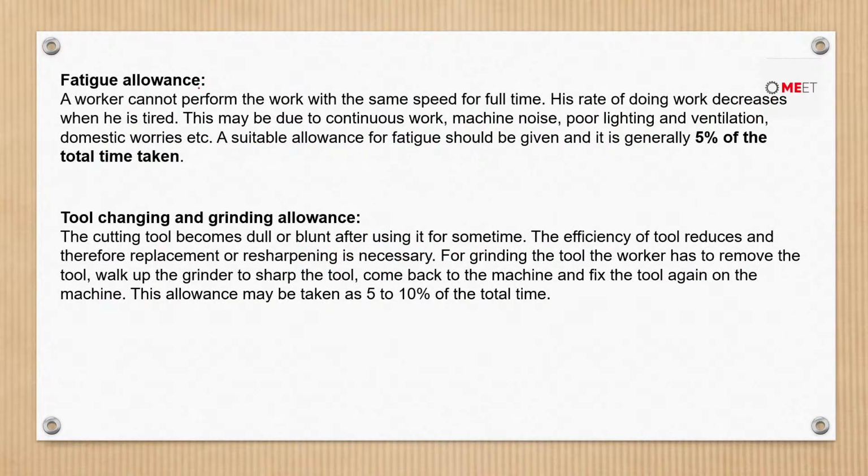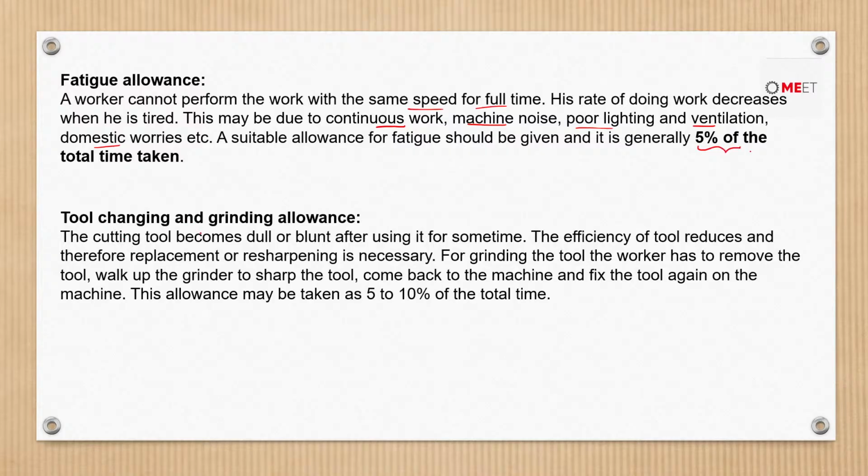Next is fatigue allowance. So the worker cannot perform the work with the same speed as the day continues. So the fatigue is also going to grow. The reasons for fatigue would be continuous work, machine noise, poor lighting system, ventilation, domestic worries. All these could be the reasons for fatigue. So for fatigue, 5% of total time should be taken into consideration.